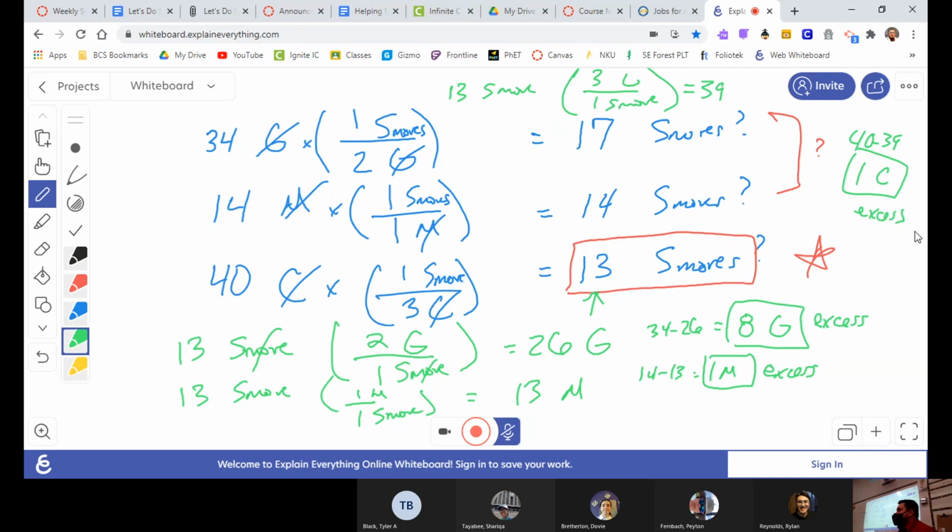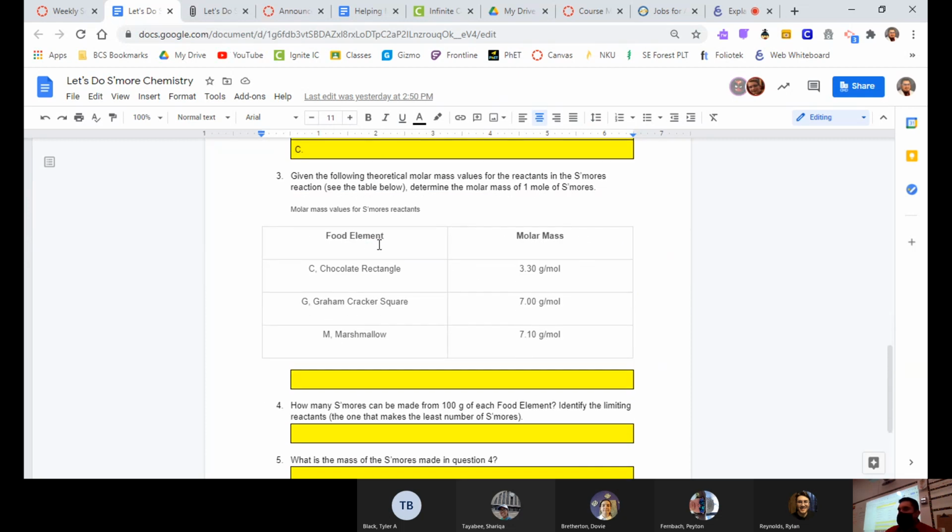Yep, I can do that. Same one. All right, so that is number 2. I don't think I'm going to do number 3. Number 3 is super easy. You guys should know how to do that. You add up the masses for number 3.